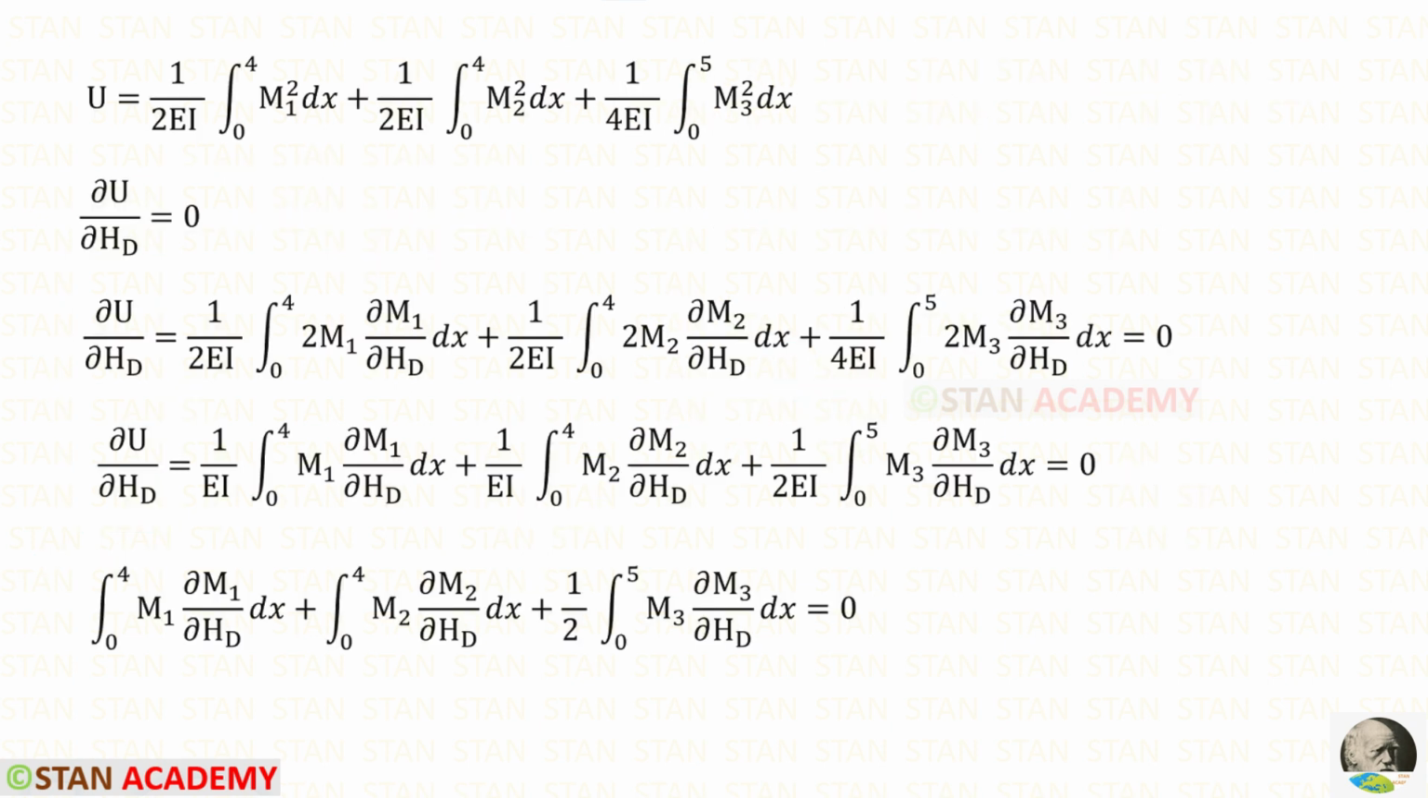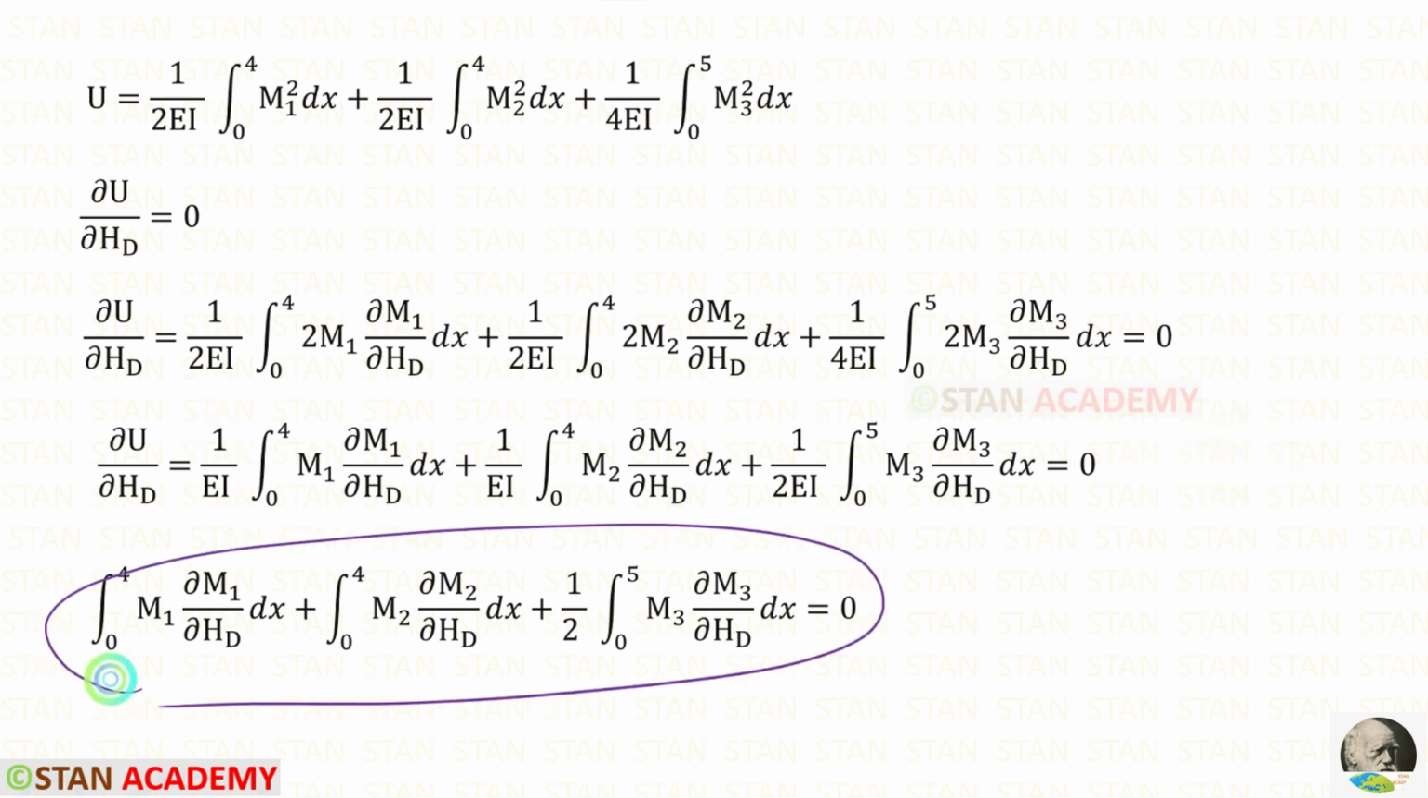When we partially differentiate the strain energy U with respect to HD, we will get the horizontal deflection at D, which is 0. Let us partially differentiate U with respect to HD. When we partially differentiate these with respect to HD, we will get these. We can eliminate 2. 1 upon EI is common. We can take it outside, and on the other side, 0 into EI will be 0. Finally, we will get this.